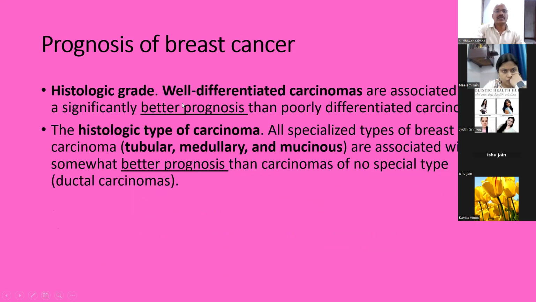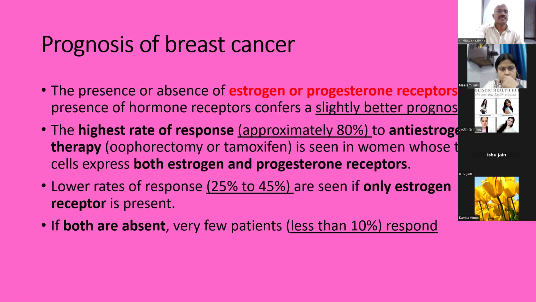So histologic grading. Well-differentiated carcinomas have better prognosis. Poorly differentiated carcinomas have poor prognosis. So histologic type. Normally, the type of carcinoma is infiltrating ductal carcinoma. But tubular carcinoma, medullary carcinoma, and mucinous carcinoma are the special histologic types. 70% of the carcinomas are ductal carcinomas. These special types have a better prognosis when compared with the ductal carcinomas.